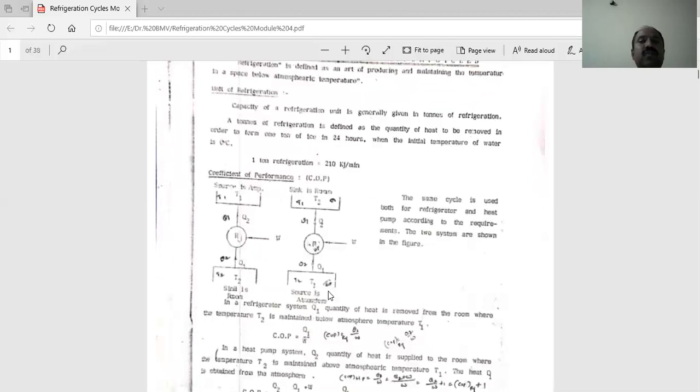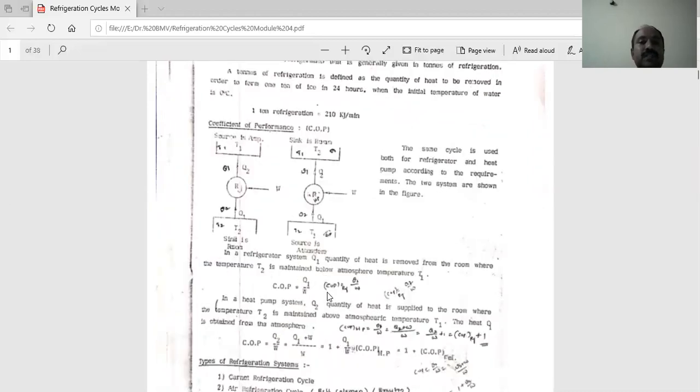Now, before going to the refrigeration cycle, there are two systems. One is the refrigeration system, and the other is the heat pump. These systems operate by the second law of thermodynamics. For any system to operate, a minimum of two energy reservoirs are required: a higher energy reservoir and a lower energy reservoir. So that's why we take them into account here.